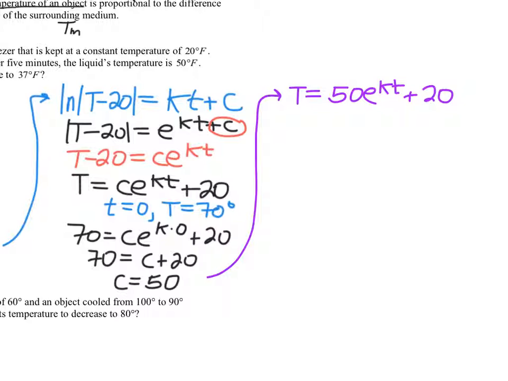Right? After 5 minutes, the liquid's temperature is 50 degrees. So that's how I'm going to figure out K. When T is equal to 5, the temperature is 50. So I'd be saying 50 is equal to 50 times e to the K times 5 plus 20.